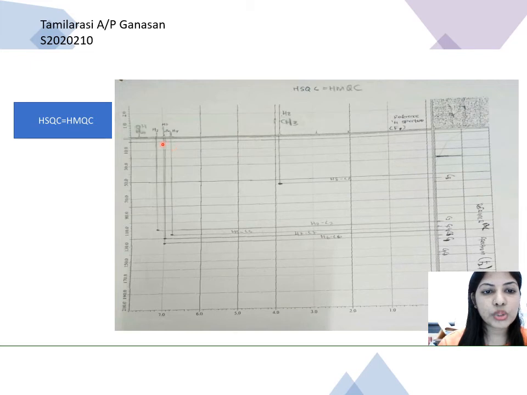Next I move to H2, which has a cross peak with C2. C2 is here. Then H5 has a cross peak with C5 here. H7, this one is H7, has a cross peak with C7. H6 has a cross peak with C6. So that is all from me for carbon 13 NMR spectroscopy. Next we move to the next slide, HMBC. Thank you.